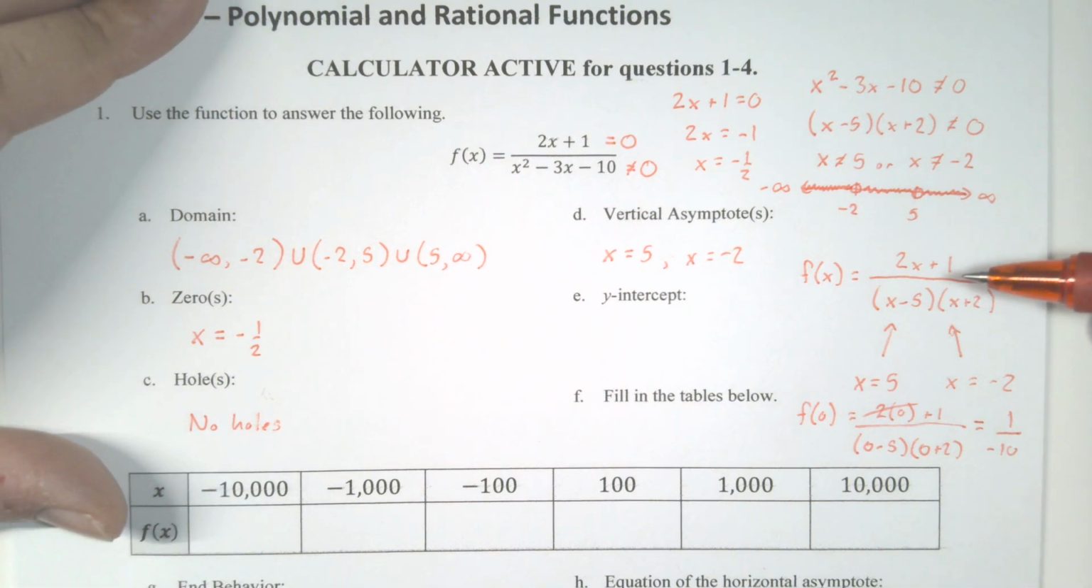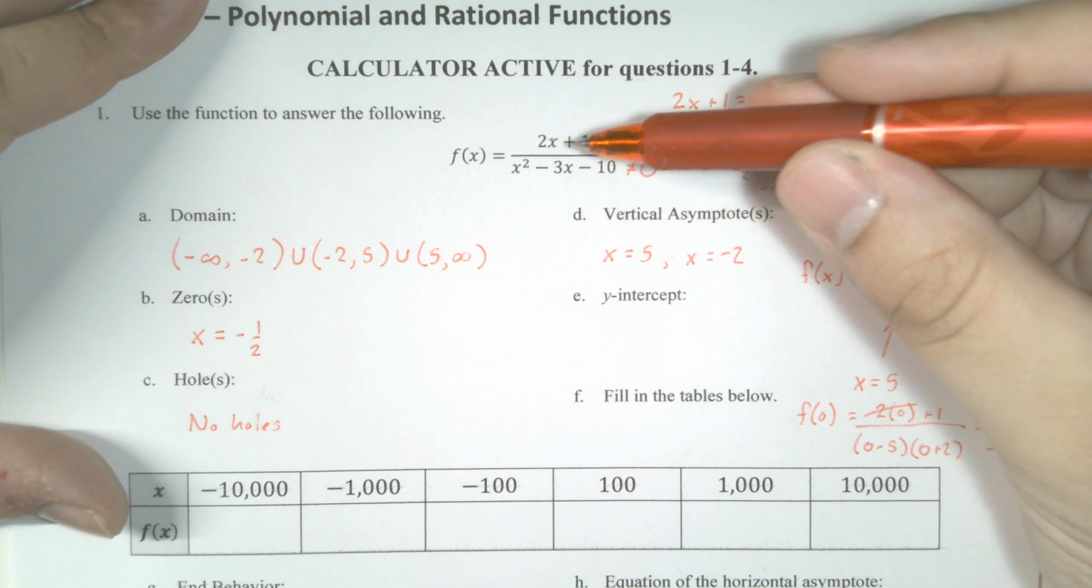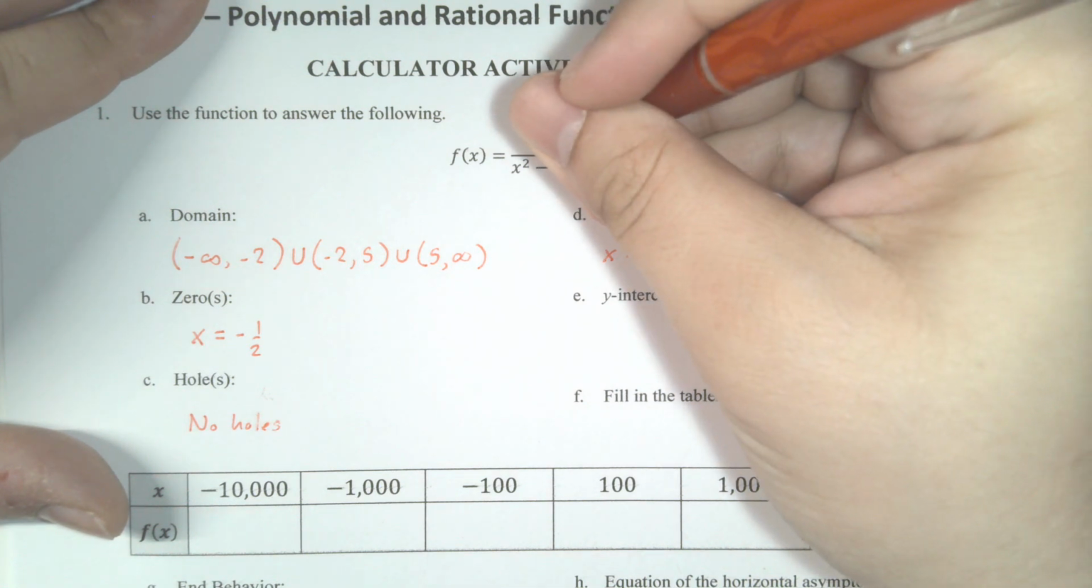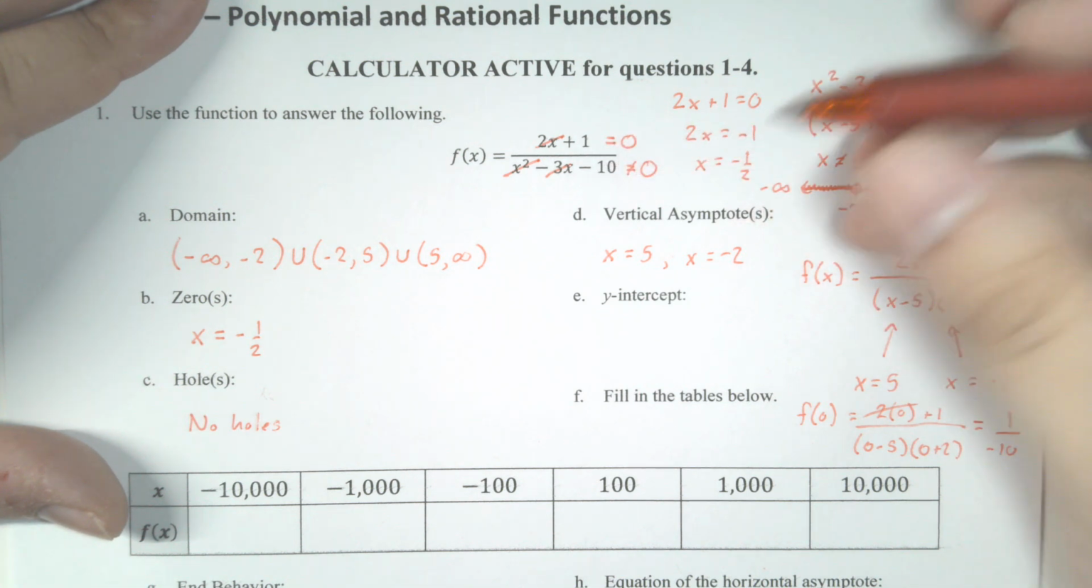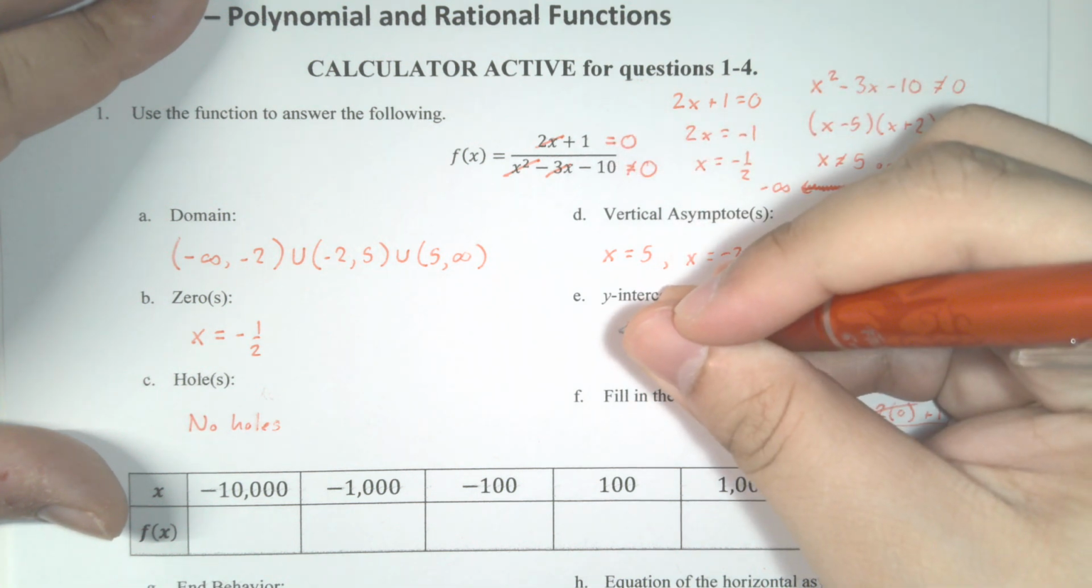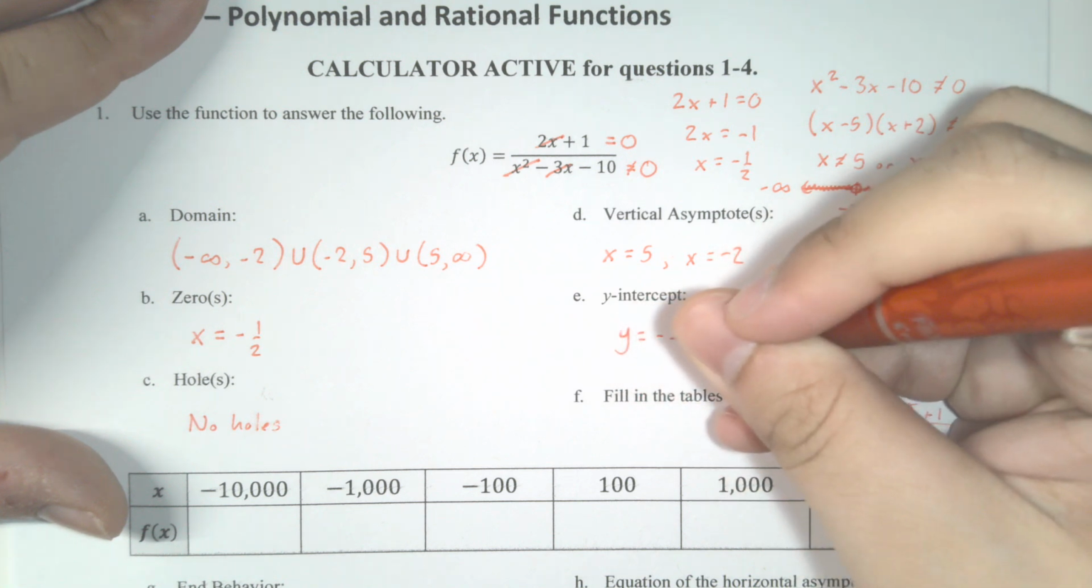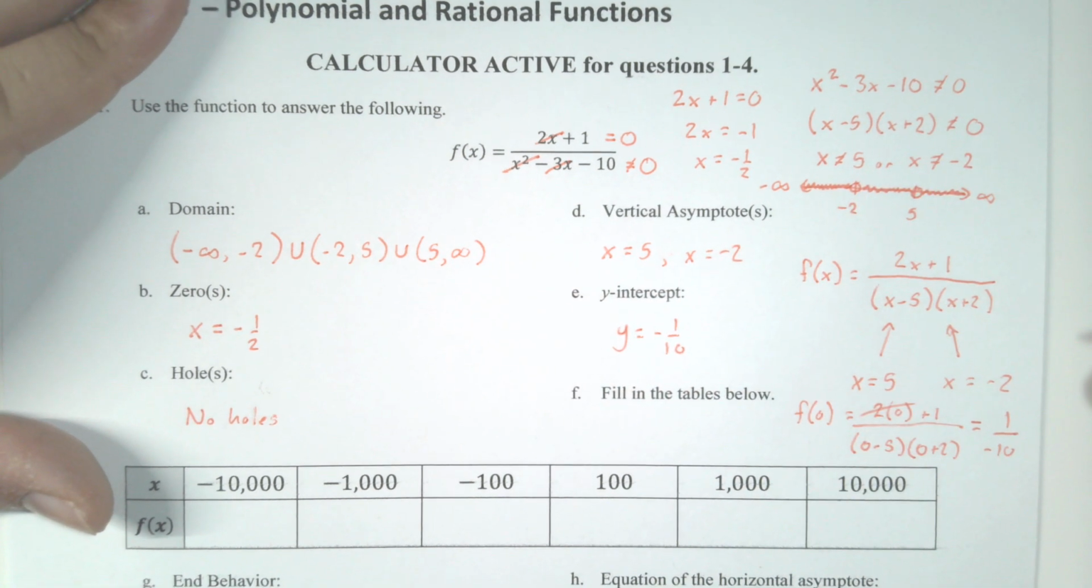What we could also do is we could just plug in 0 into the original function, and we would see that all of these terms would go away, and we would have 1 over negative 10 as well. But basically, y equals negative 1 over 10 is our y-intercept.